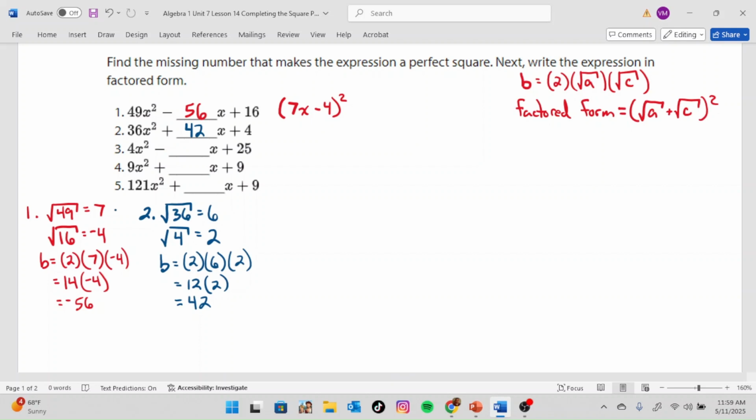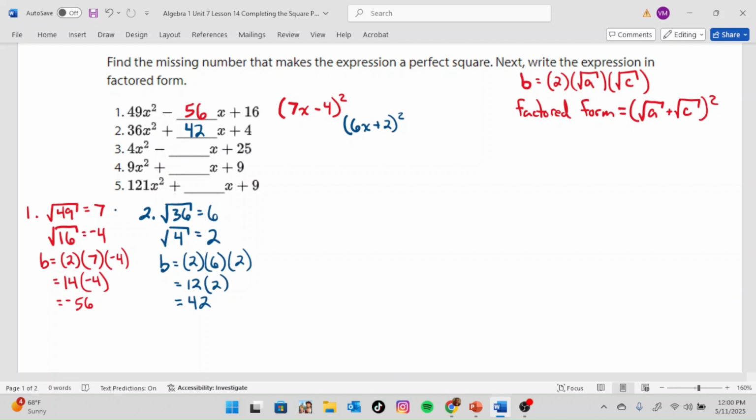When we write the factored form, that is going to be 6x plus 2 squared. If we wanted to check ourselves, 6x times 6x gives us 36x squared. So we're good on the ax squared term.